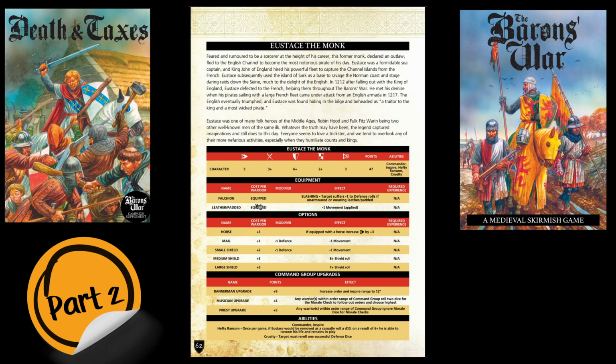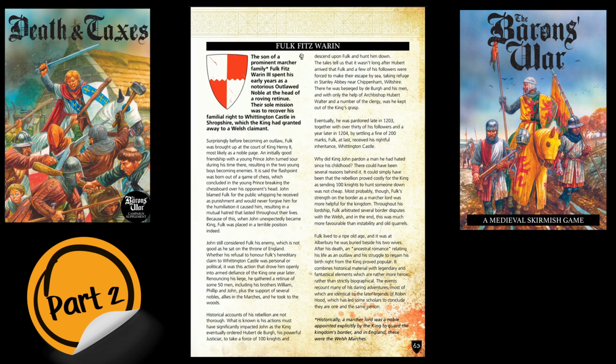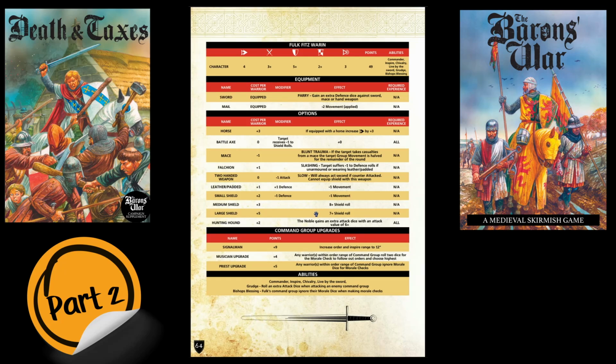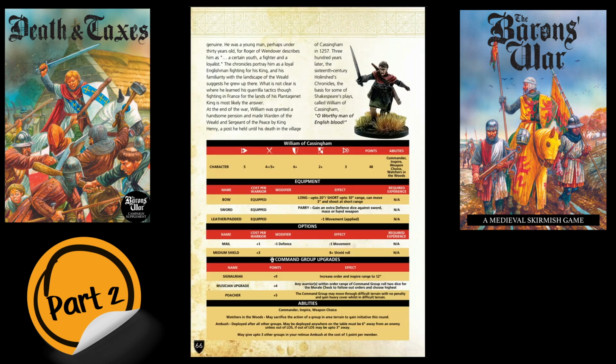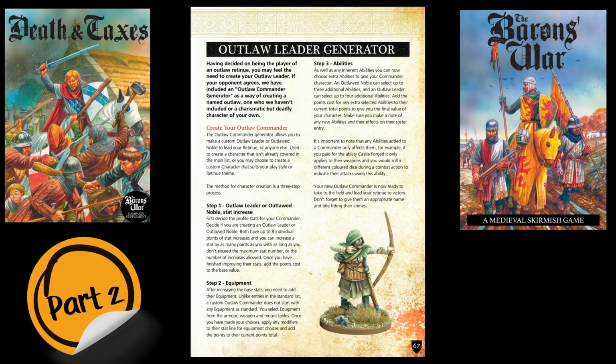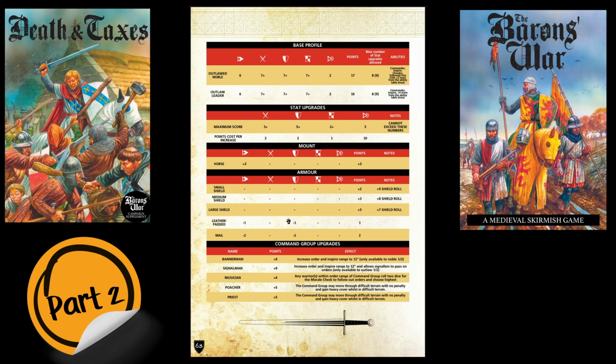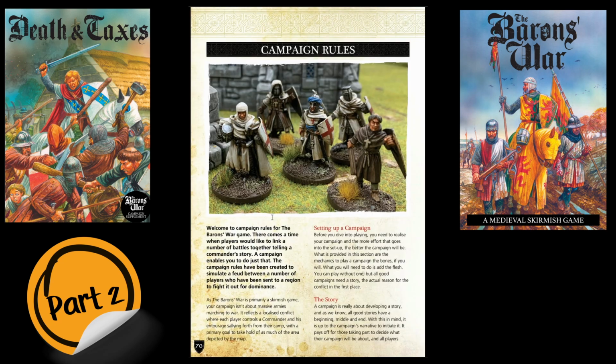Eustace the Monk, here are his attributes. Falk Fitzwarren, again, his attributes here. William Cassingham, outlaw of the French. This is a nice map of William of Cassingham and his army list. Outlaw leader generator. This is how you generate the outlaw leaders if you want to have your own outlaw leaders, and weapons that he can use and characteristics. So up to now, a very well structured and full of content book.